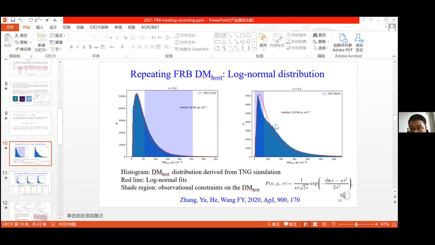For the second localized repeater, we can see the observed value is consistent with our simulations, because for this repeater the DM host contribution is very small, and the rotation measure is also about 100. So the results are consistent with the observed value for the second localized repeater.